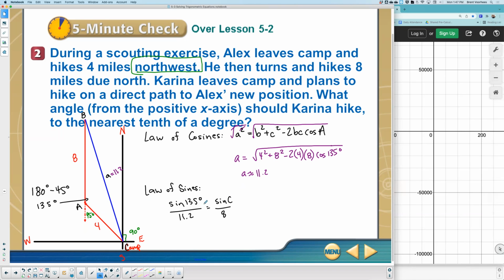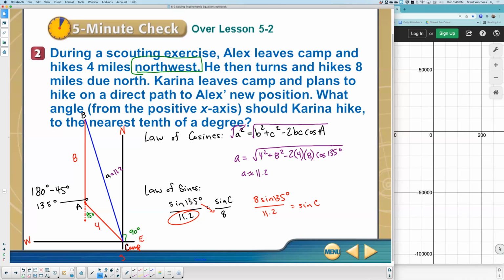Now using a shortcut here with cross multiply, for the numerator, will I put the 8 sine 135 on top, or will I put the 11.2 on top? That's right. This goes on the numerator, you cross multiply that first. So we'll have 8 sine of 135 degrees divided by 11.2. Now here's the problem. That's going to equal sine C.